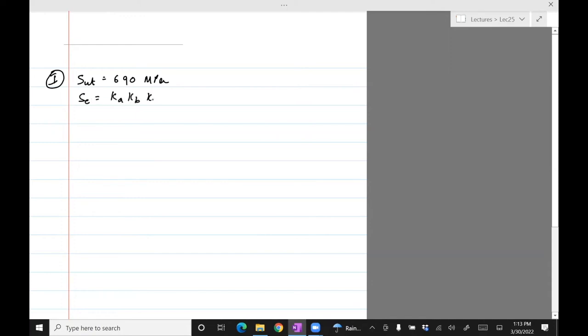SE is Ka, Kb, Kc, Kd, Ke, Se prime. For Se prime, there is an empirical formula. It is 0.5 SUT if SUT is less than 1400 MPa. So 1400 is greater than 690, so that's true. So this is 0.5 times 690. That comes out to be 345 MPa.